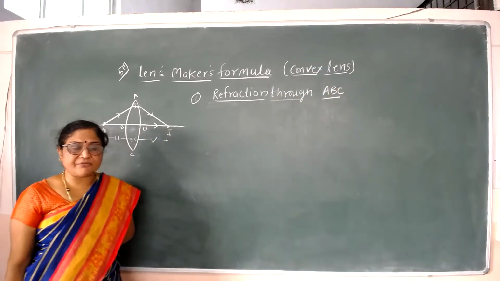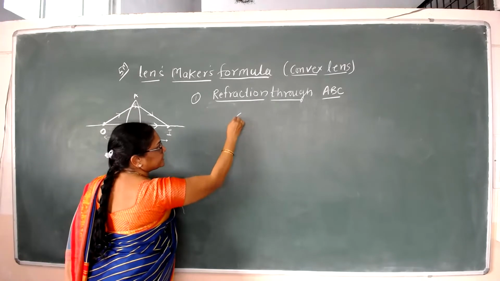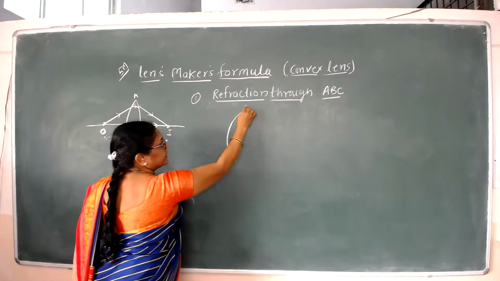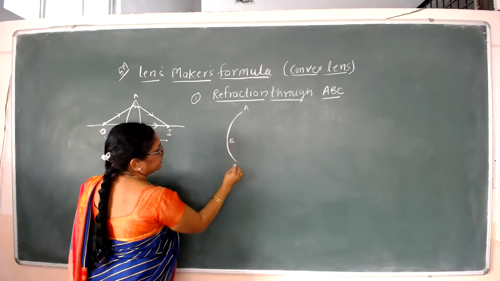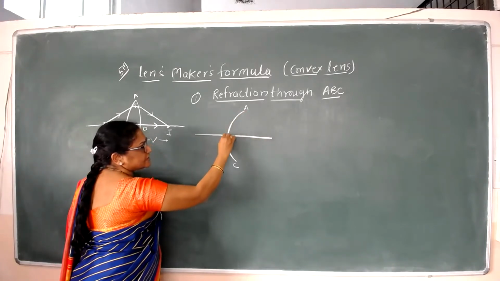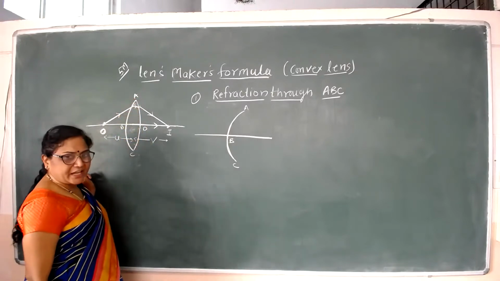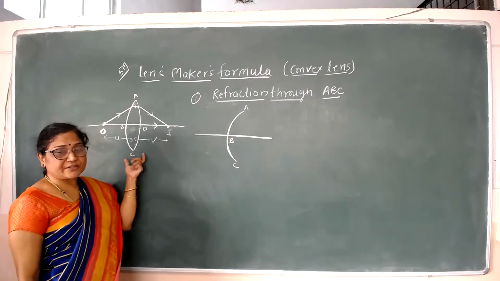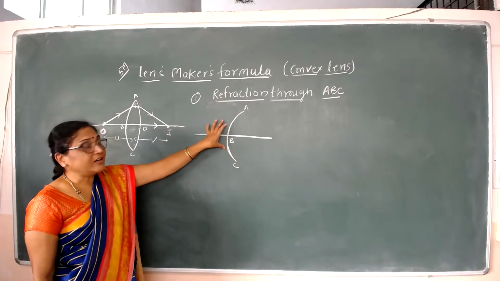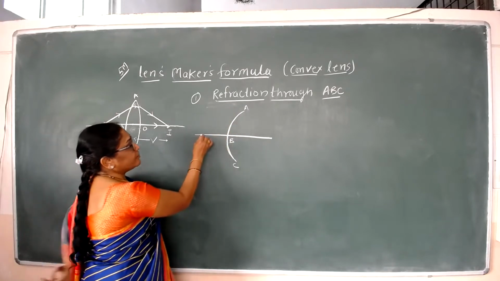Means in this we first consider the first spherical surface A, B, C. Draw a principal axis. So here, this spherical surface means we consider the first part of this spherical surface A, B, C, because this is a biconvex spherical surface. So if we consider the first spherical surface ABC, then how the refraction is expressed due to it? Then here there is a point object.